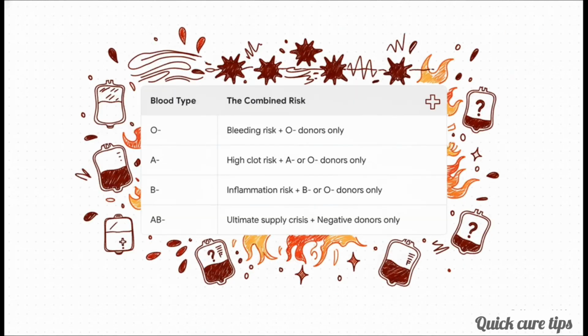And this slide really summarizes the double whammy you're facing. You have all the built-in risks of your letter type, so the bleeding for O, the clotting for A, plus you have the added nightmare of scarcity. So if you're A negative, you're walking around with a higher risk of needing a hospital because of clots, but a very low chance the hospital will have your specific blood on hand. And for AB negative, the rarest blood type on Earth, well, that's the ultimate supply crisis.